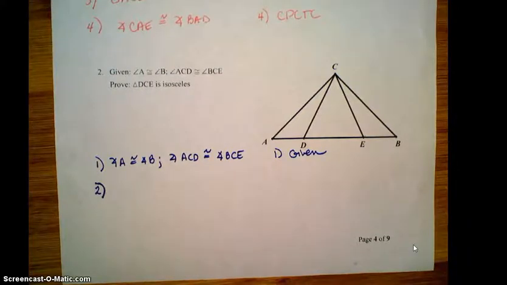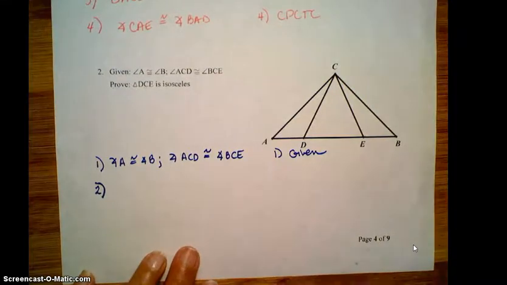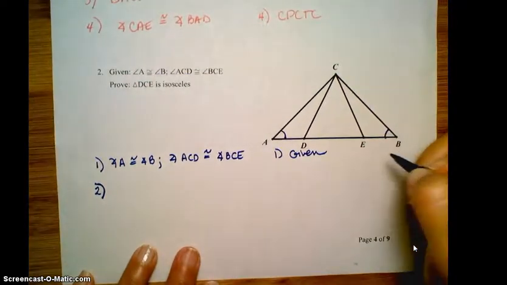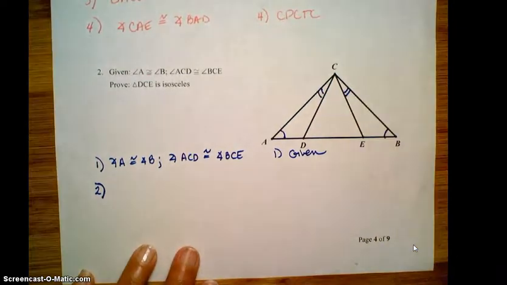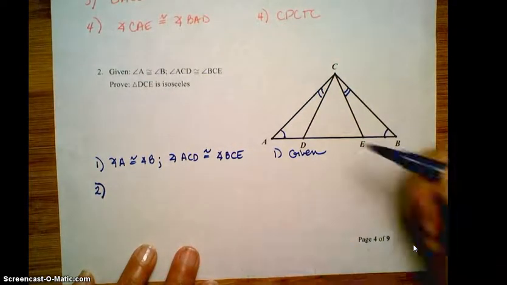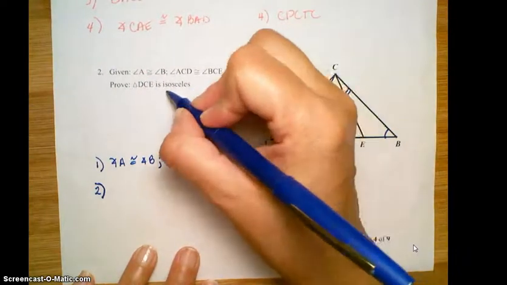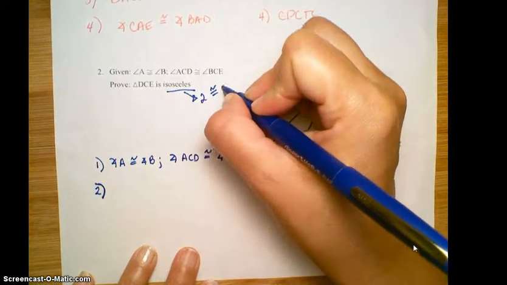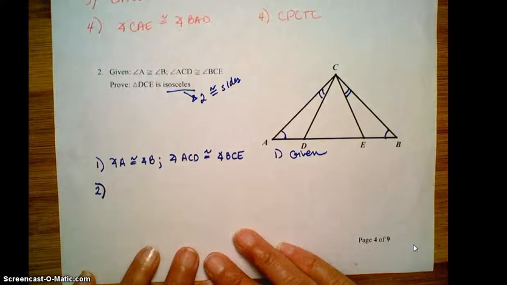Okay, we're going to pause for a second while I prep the second proof. Okay, so we're looking at the second proof on page 4. What we can see here is that we've been given angle A is congruent to angle B. We've also been given that angle ACD is congruent to angle BCE. We're being asked to prove that triangle DCE is isosceles. And again, being isosceles means I want that triangle to have two congruent sides. So we need to make that happen.